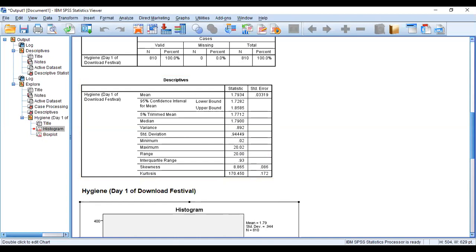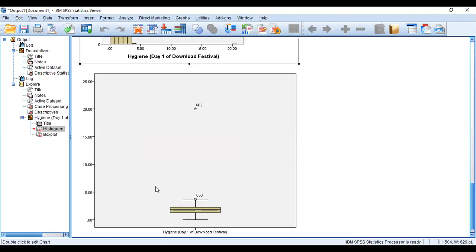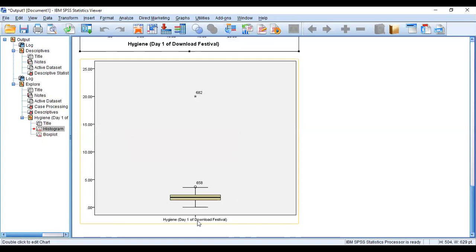So how will we find this particular person, because it is very difficult among 810 respondents? There is one way we can find: the box plot. This is our box plot, and most people gave their opinion 0 to 4, but this particular person, respondent number 682, has given his option as 20.02. So through this box plot we can identify the outlier, and then we correct our data.